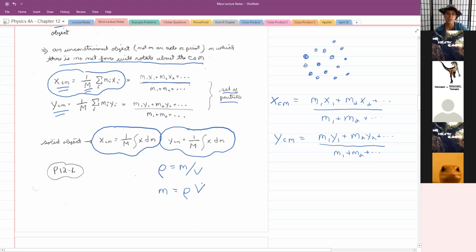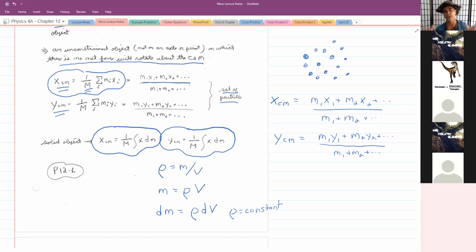I can turn my integral with respect to mass into an integral with respect to volume, and this would be true if the density of the object is constant. So you end up doing a volume integral. If we're talking about a spherical object, it'd be r squared sine theta dr d theta d phi and so on. But we're only using this equation to calculate the center of mass of a collection of particles. So, going to this example problem.